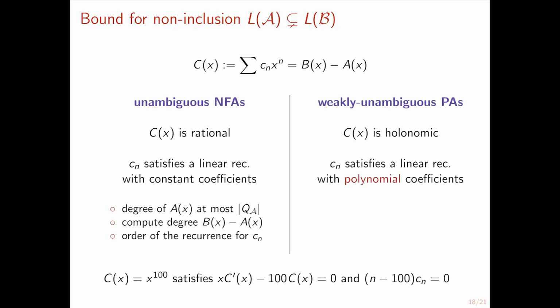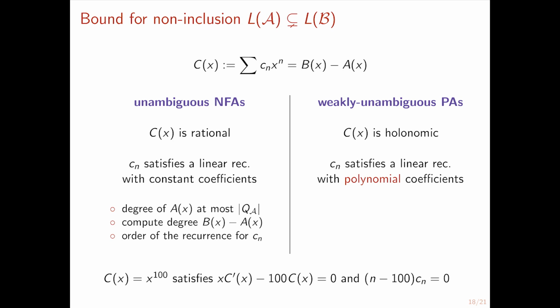For weakly unambiguous Parikh automata, the situation is a bit more complex, because C of x will no longer be rational. It will be holonomic, and the coefficient will satisfy a linear recurrence, but with polynomial coefficients. Here, there is a key difference. It is no longer enough to know the order of the recurrence to derive our bound.